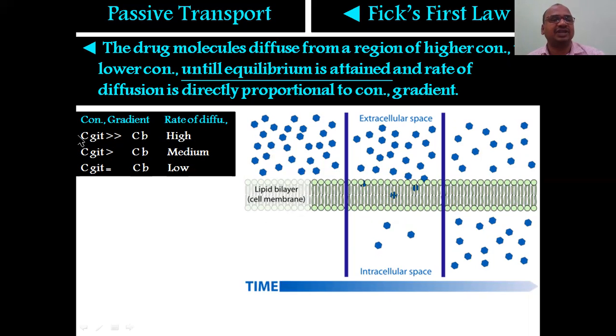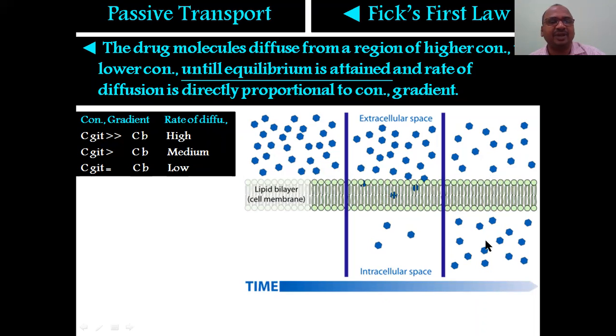That's why here I have mentioned. See, the concentration of a drug which is present in the GIT, gastrointestinal tract, and here the concentration of the drug which is present in the blood. So it is a double difference, double greater than. That's why here there is a high rate of transport. Whereas here some particles are already present, so transport will take place, but at a medium rate.